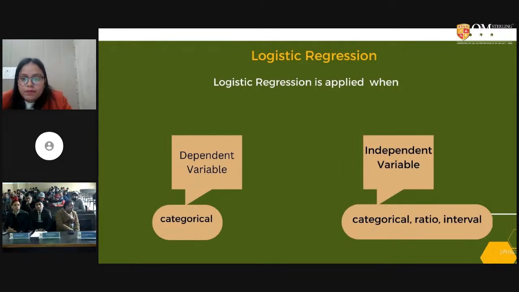So if the dependent variable is continuous, or in ratio scale or interval scale, you can apply multiple regression. But when we are talking about logistic regression, it can be applied only when your dependent variable is categorical in nature. So the dependent variable has to be categorical, and your independent variable can be categorical, ratio, or interval. Okay. Next slide, please.